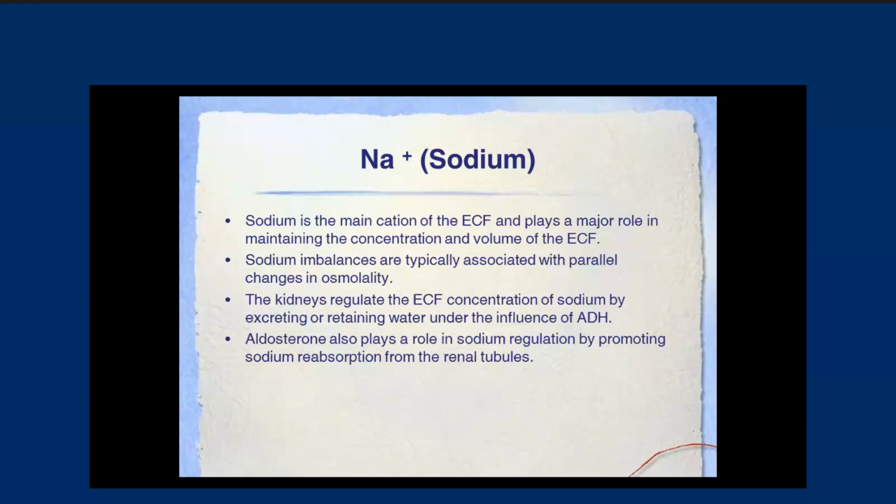So aldosterone also plays a role in sodium regulation. When there is a decrement in the total body water, or a decrement in blood pressure or effective circulating volume in the body, that will result in activation of the RAS system, which ends up in release of aldosterone, which reabsorbs sodium in the renal tubules and also excretes potassium.